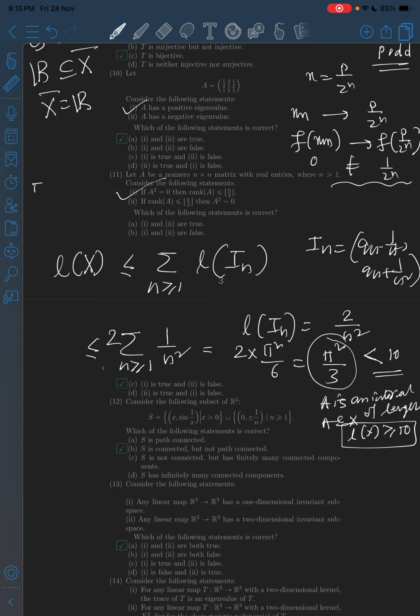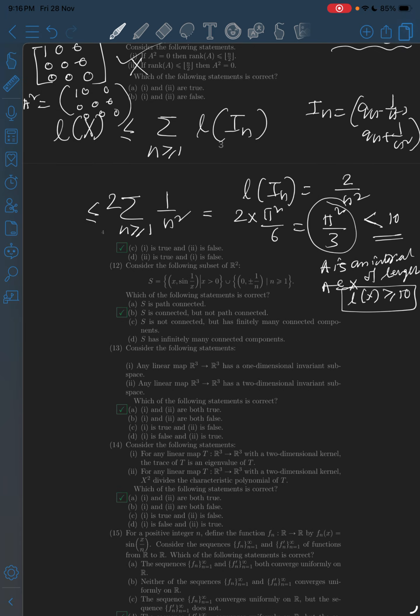Simple example, you can take a 3 by 3 matrix, and let's take the diagonal matrix with a single 1 and the rest 0. Rank is 1. Obviously this satisfies the condition, but what is A square? A square is the same thing, because this is a diagonal matrix. So obviously statement 2 is wrong. So 1 is true, but 2 is false.